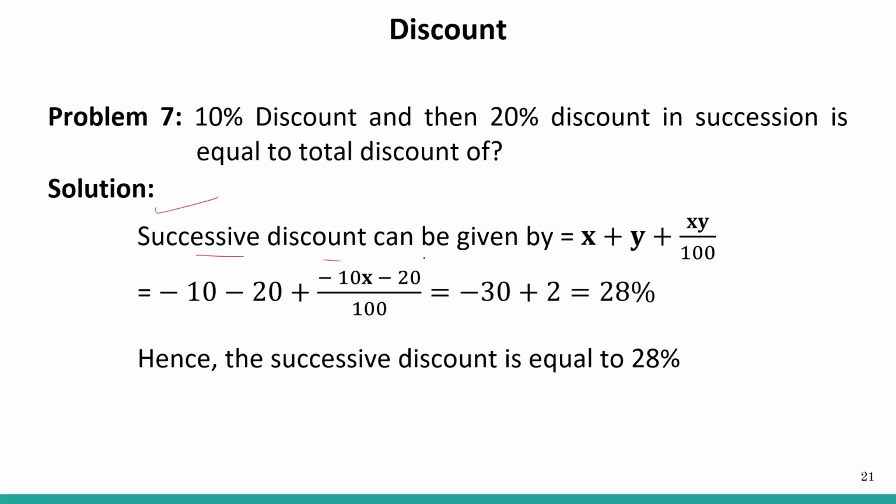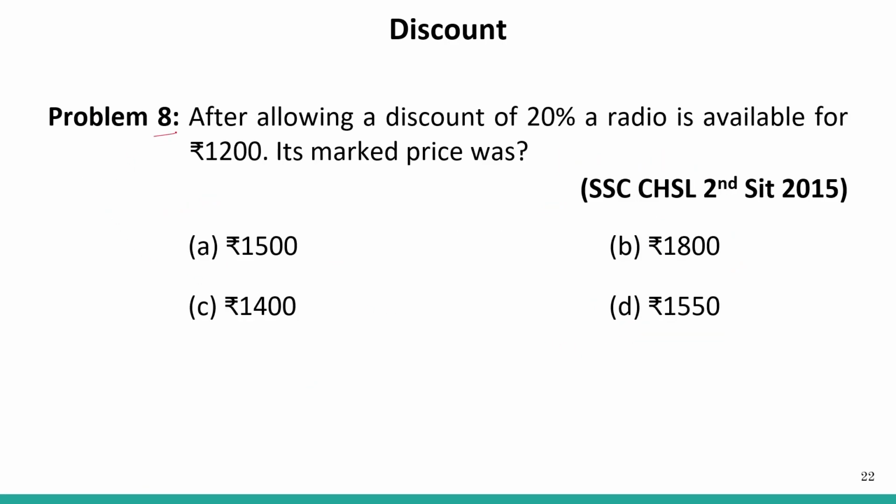So successive discounts can be given by x plus y plus xy by 100. Here the variables are just changed. So a plus b minus ab by 100. Okay, this is how we calculate it. There is a slight printing mistake here. There must have been a negative sign here. So minus 10 minus 20 plus minus 10 times minus 20 by 100 is equal to minus 30 plus 2, which is 28%, right? So hence the successive discount is actually equal to 28%. So let's see problem number 8.